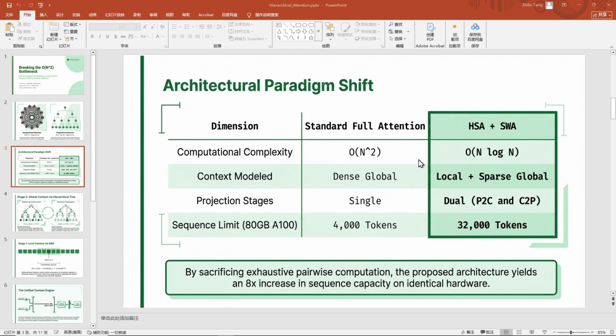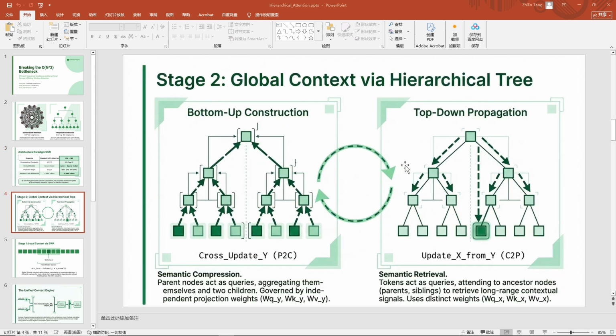Instead of computing dense global attention across the entire sequence, the model divides the computation into two stages: a bottom-up tree construction, parents to children, which we call a phase, and a top-down, children to parent, context propagation phase. This design allows the model to approximate global attention while significantly improving computational efficiency.